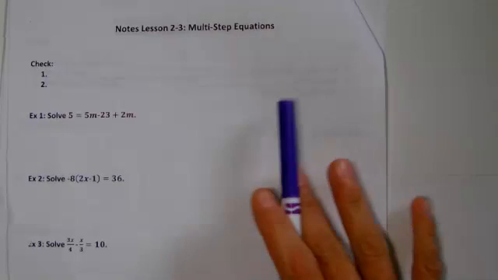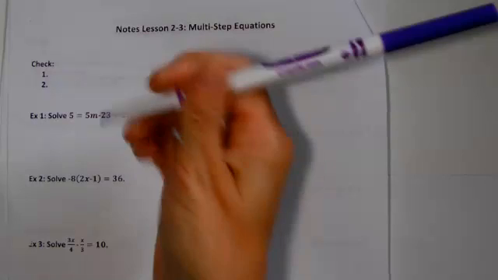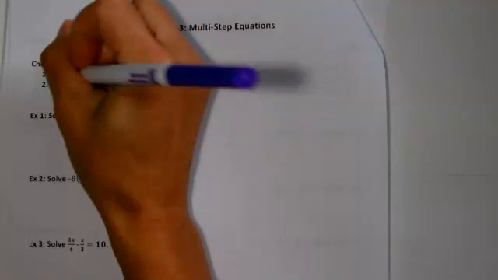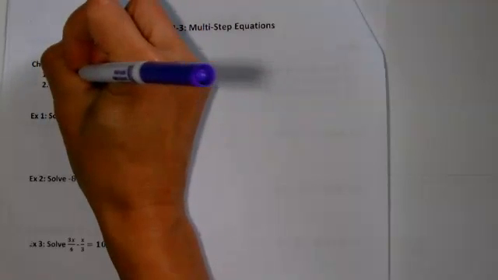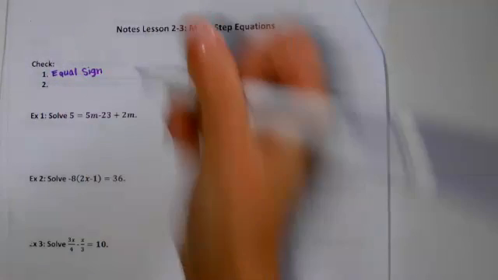Okay, so for 2-3 multi-step equations, we are going to do the same two checks that we've been doing for 1-step and 2-step, right? In order to solve these, you know that you're going to get x equal a number or m equal a number. You're checking for two things. You want to say, does it have an equal sign? Okay, it needs an equal sign.